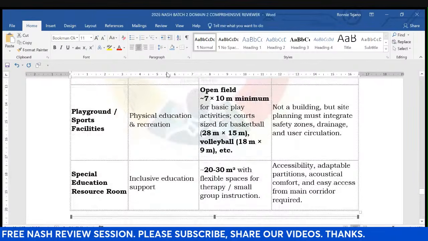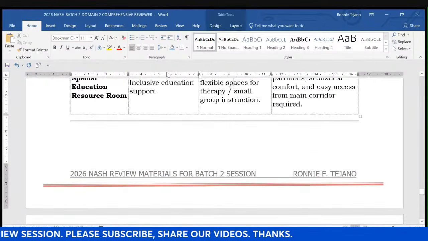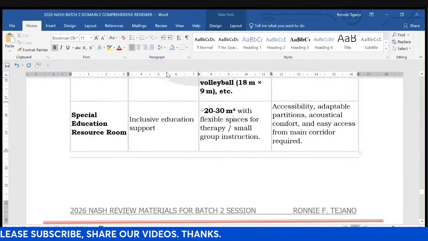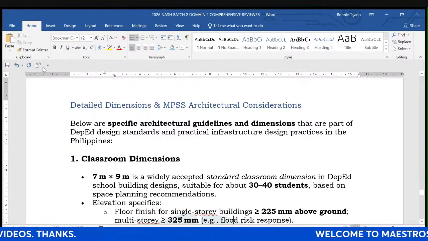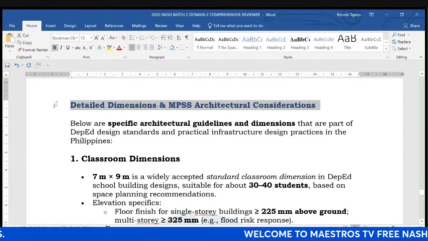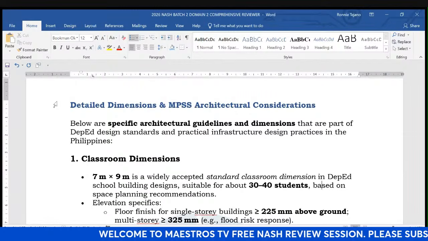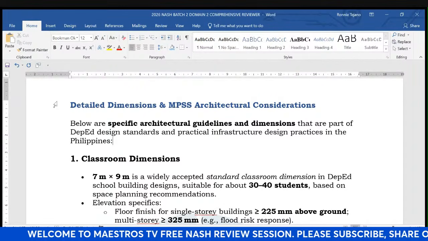Kung ano-ano naman ang mga napili na mga ipa-exam. So you cannot actually know what type of test is given. Yan. Typically, the dimensions of classroom is 7 by 9.